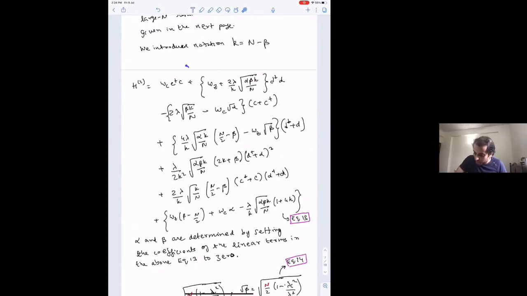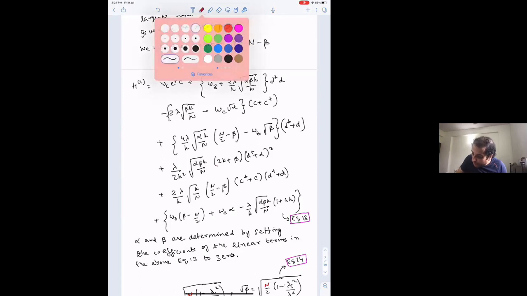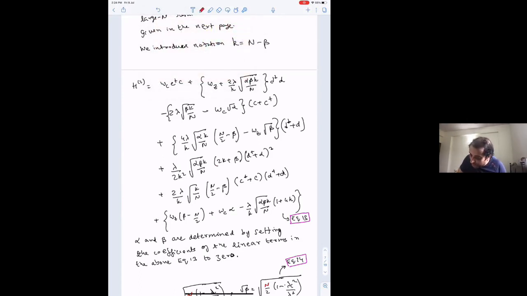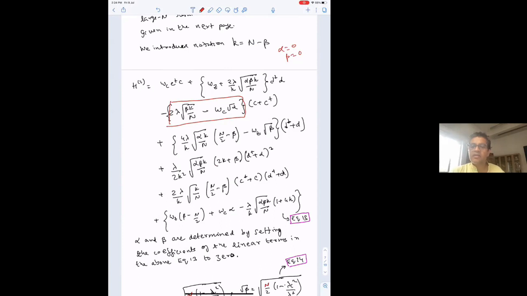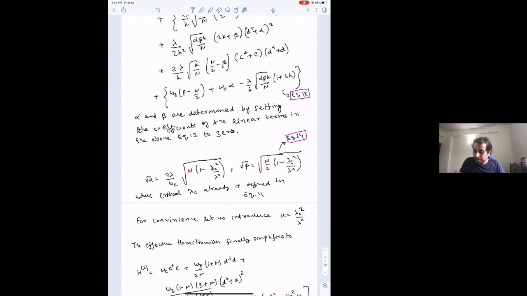So in fact, this is what you will get if you just substitute it. Since it has come up, let me highlight this point. Let us focus on this linear term. Notice that to set it to zero, one solution is alpha is zero, beta is zero. And that actually sets up the first regime. And then there's a non-zero solution which sets up the second regime. It comes out very nicely. It turns out that the second regime makes sense only when lambda is greater than lambda critical.